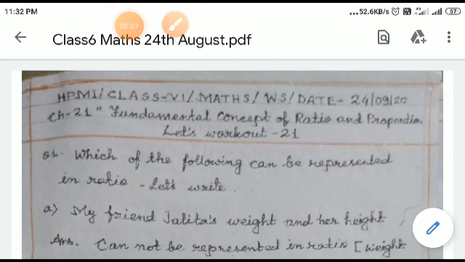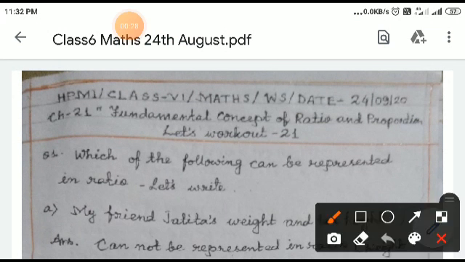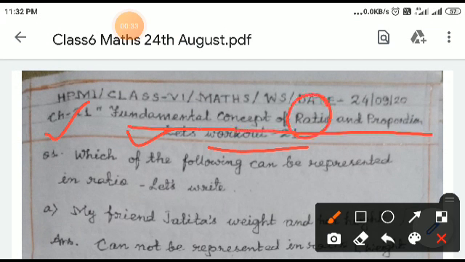In your previous class, you have learned what is ratio, what are the different types of ratio, how can we express ratio into fraction and then into simplest form, and many more properties related to ratio. Today we are going to do some simple problems from ratio, from Let's Work Out 21, Chapter 21, Fundamental Concept of Ratio and Proportion. Today only the ratio part.